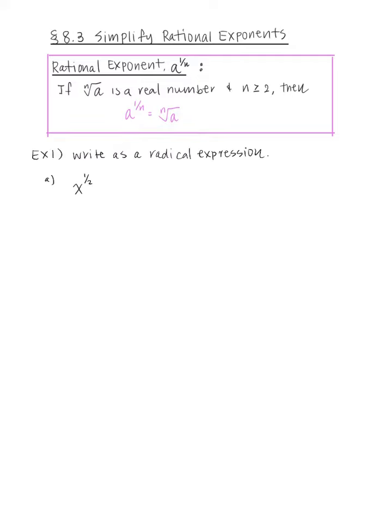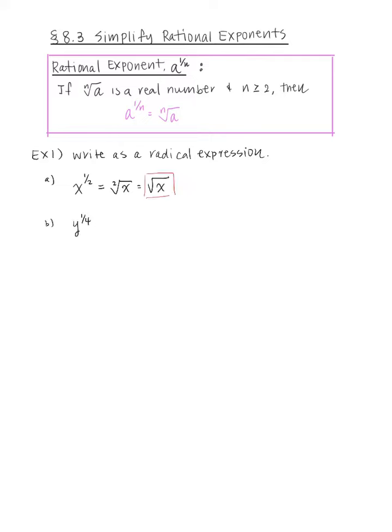Let's do some examples. Example 1, write as a radical expression. Part A, x to the 1/2. We want to convert this into radical notation. Remember, the denominator, which is the bottom, becomes the root. So in this case, our index is going to be 2, which gives us the square root. This means the square root of x. We don't write the 2, so our answer is just the square root of x.